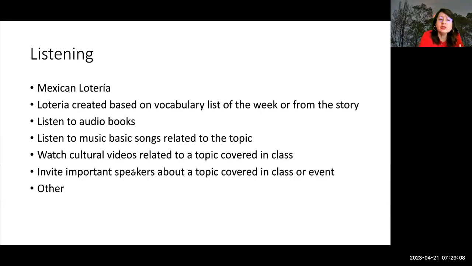For the listening workstation, a simple purchase already from the market, Mexican Loteria, works well with all ages, elementary and college students also. Another one is that you can create your own Loteria with the vocabulary words from the week, okay? You can also listen to audiobooks, listen to music, basic songs related to the topic, watch cultural videos related to a topic covered in class, invite important speakers about a topic covered in class or event, or any other idea.